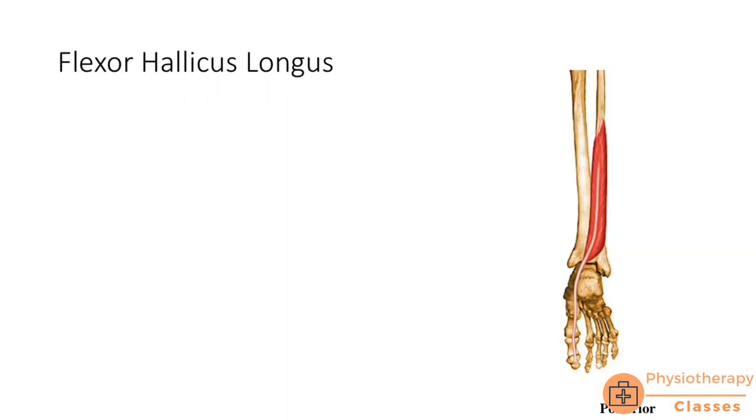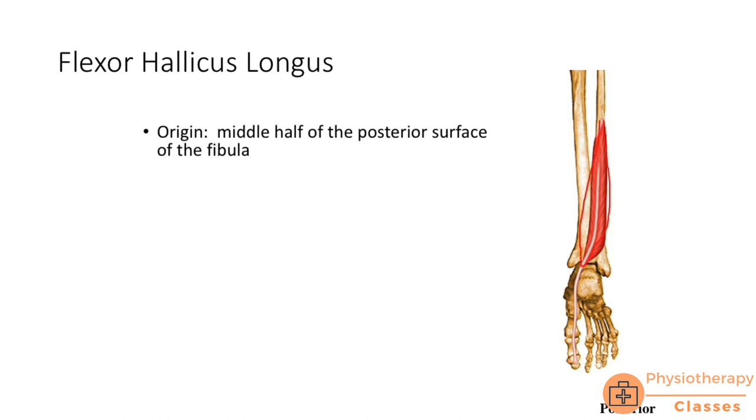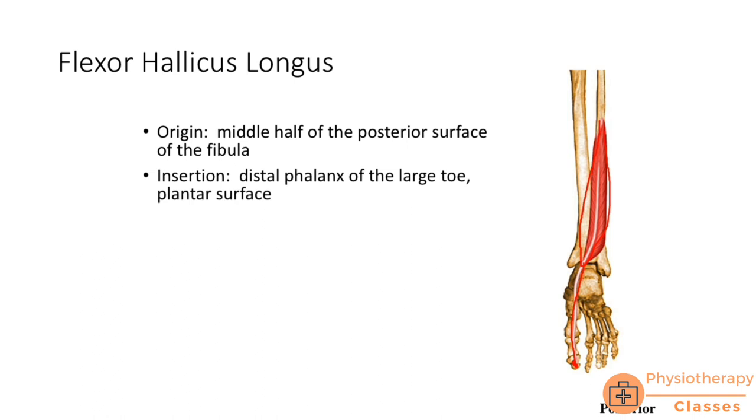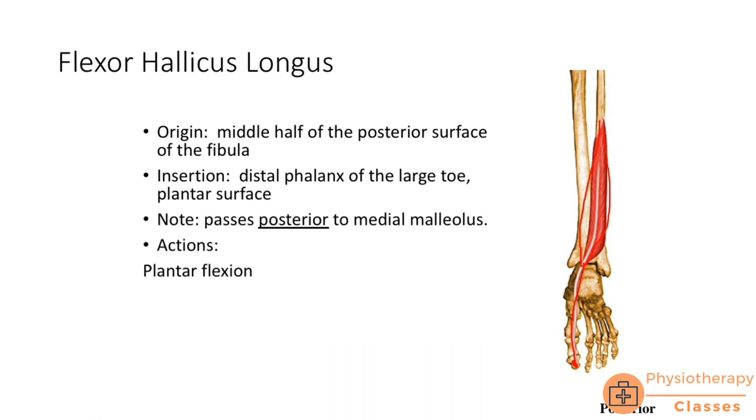Next muscle is flexor hallucis longus. It originates from the middle half of the posterior surface of the fibula, and then it gets inserted to the distal phalanx of the great toe. So the action of this muscle would be plantar flexion and flexion of the great toe because it is passing through the plantar surface of the foot till the distal phalanx of the great toe. So therefore it will create flexion of the great toe and also inversion of the foot because it is coming towards the medial aspect of the foot.